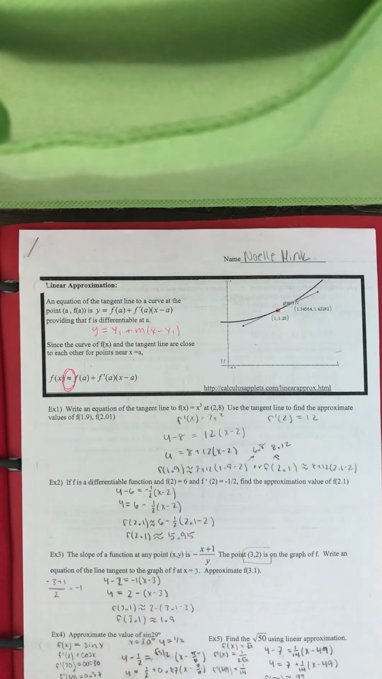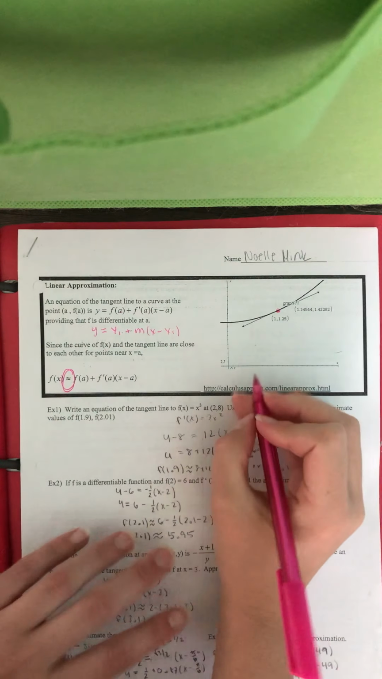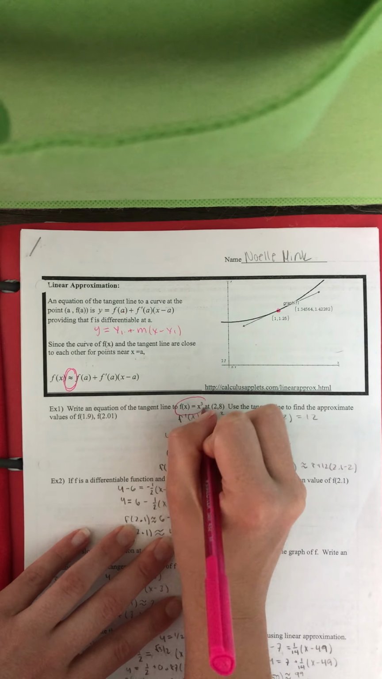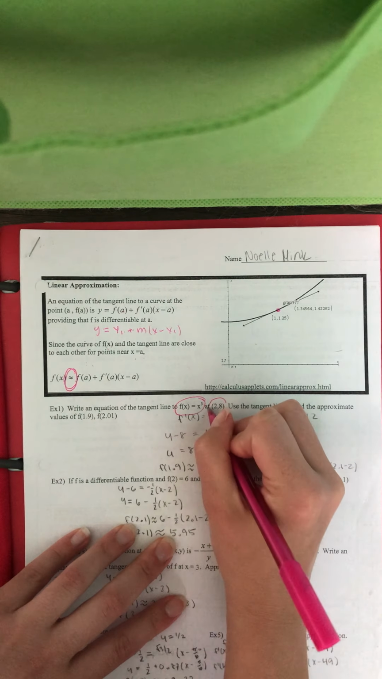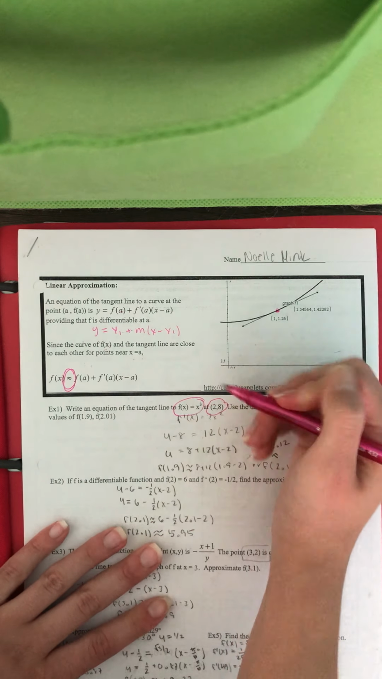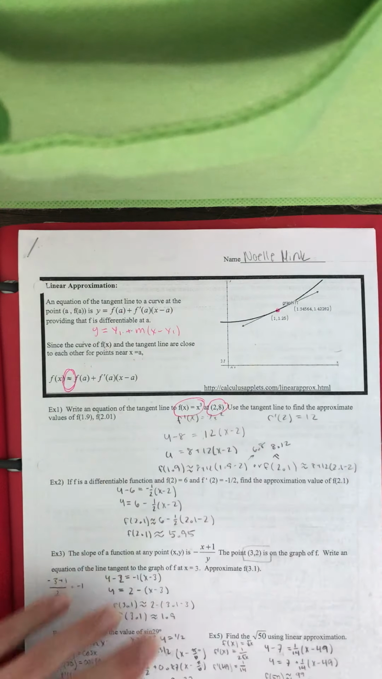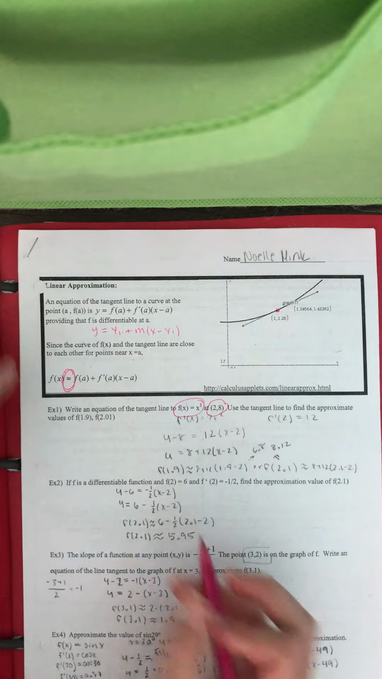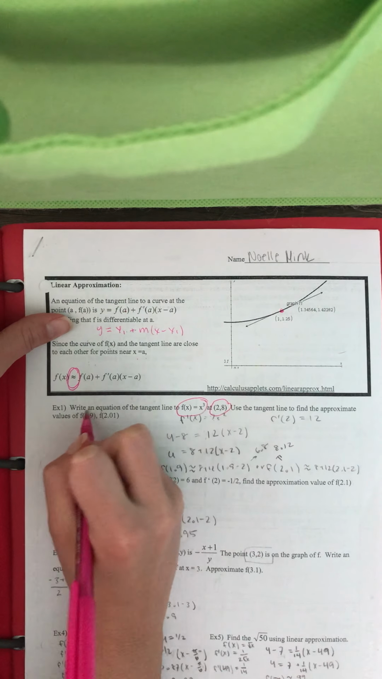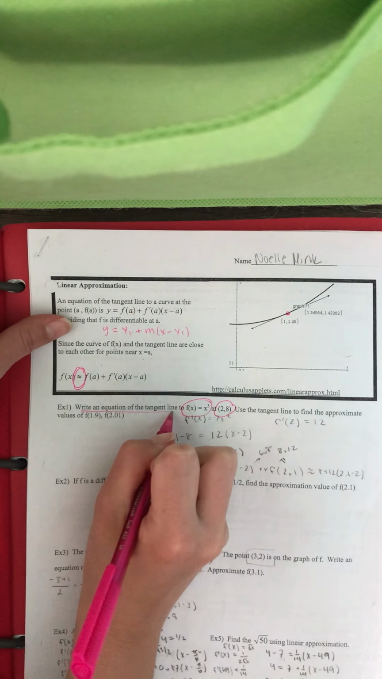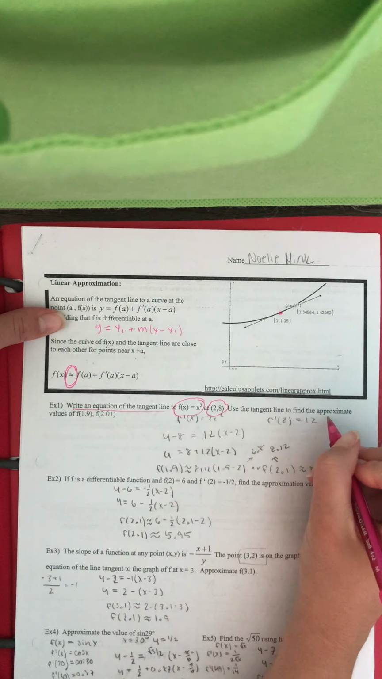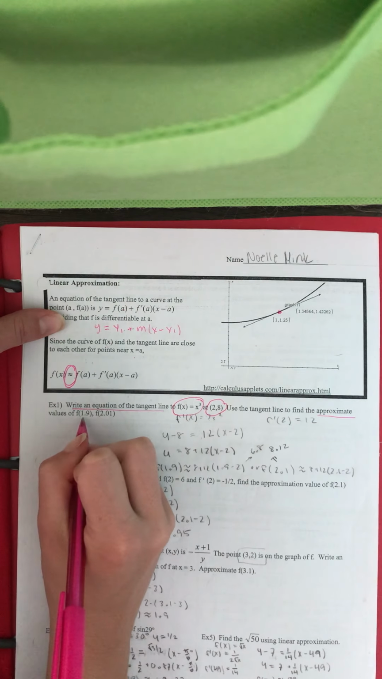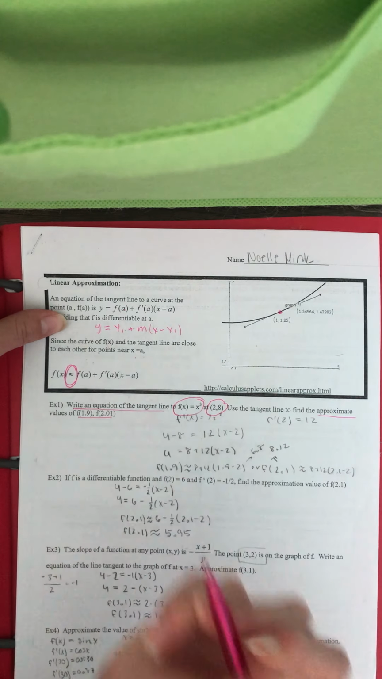So, write an equation of the tangent line to this function at this point: f of x equals x cubed at (2, 8). So first and foremost, you have to write an equation of the tangent line, and then you have to find the approximate values of f of 1.9 and 2.01.